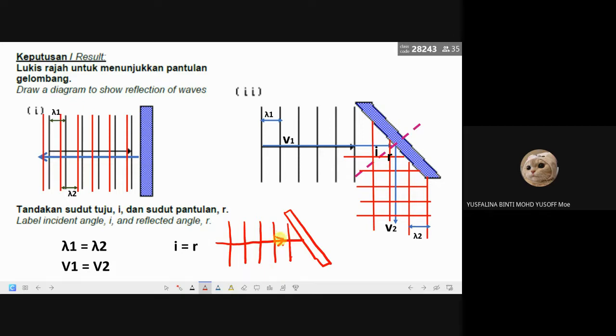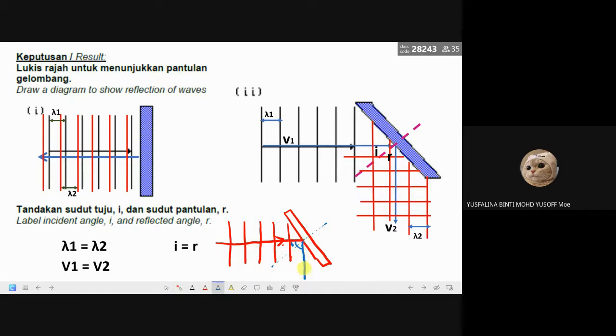So how to draw the reflected wave for this type of plane? I use another color. This is the normal line, the dotted line that I draw. Then, you know this is the direction of propagation, so it will be reflected back. This is actually I. So I is equal to R, right? So I again draw the reflected wave here. For this one, I here, R here.